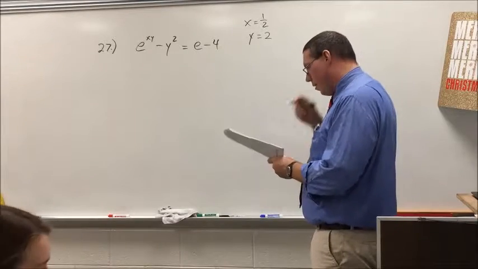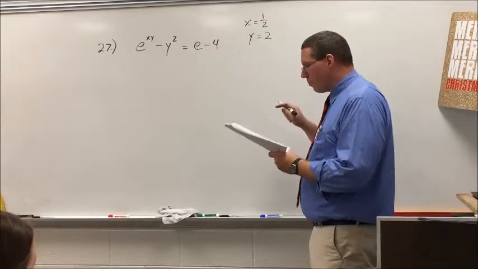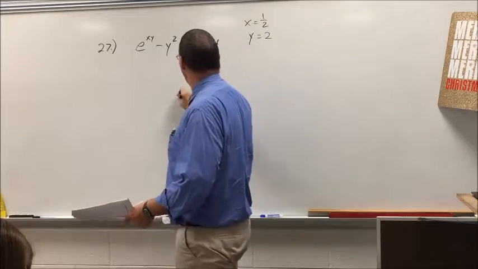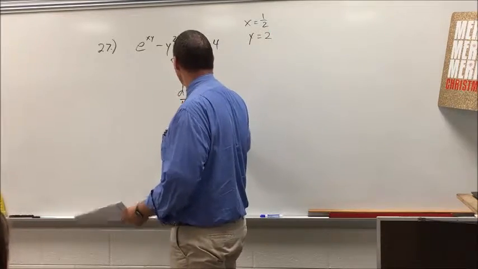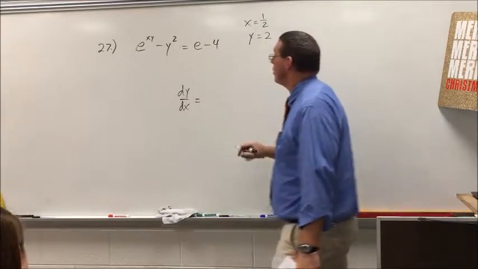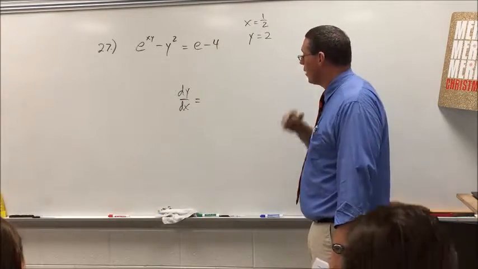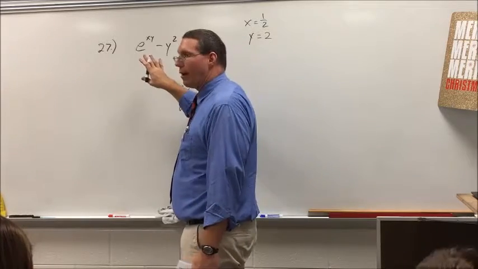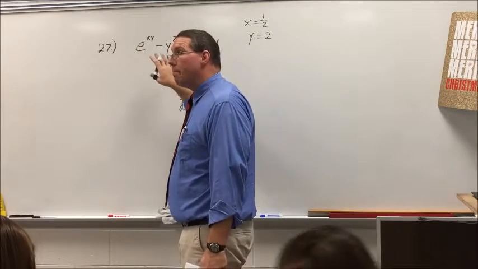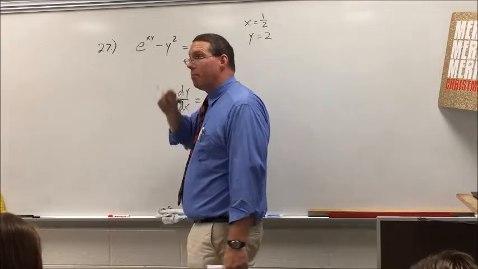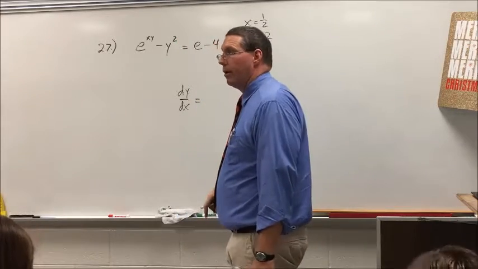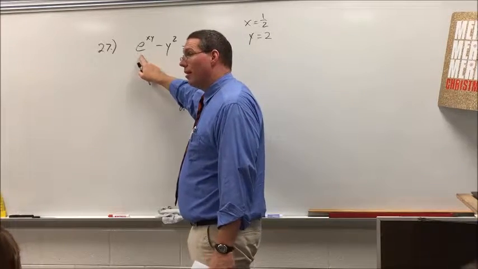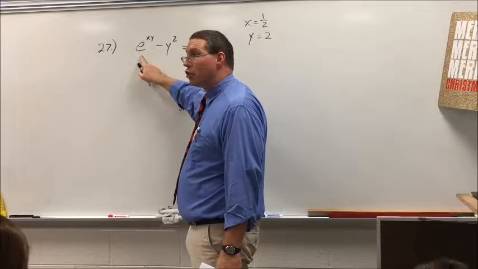Okay, so let's see here. It says, when x is 1/2 and when y is 2, at the point 1/2 and 2, what is dy dx? What is the slope of this relation? Not a function. What is the slope of this relation? Well, we need a derivative to do that. And this requires implicit differentiation. This requires not only the product rule, it also requires the chain rule.